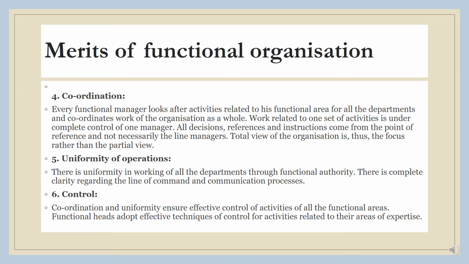Control. Coordination and uniformity ensures effective controls as well of the activities of all the functional areas. So, functional heads adopt effective techniques of control for activities related to their areas of expertise. And hence, because they are specialists, they know how to deal with the situations and what are the critical points, and hence they have a better control on the entire working, whatever is their department.